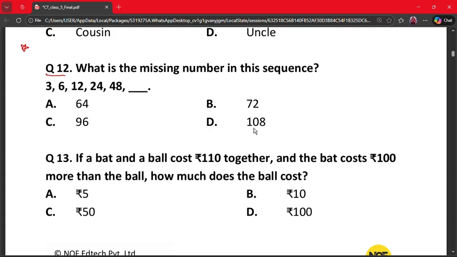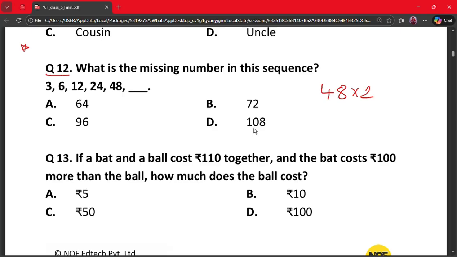Question number 12. What is the missing number in this sequence? 3, 6, 12, 24, and 48. So here we can see each number is multiplied by 2. So 3 into 2 is 6, 6 into 2 is 12, 12 into 2 is 24, and 24 into 2 is 48. So what we have to do is 48 into 2.